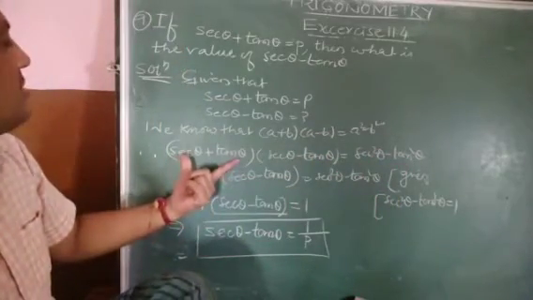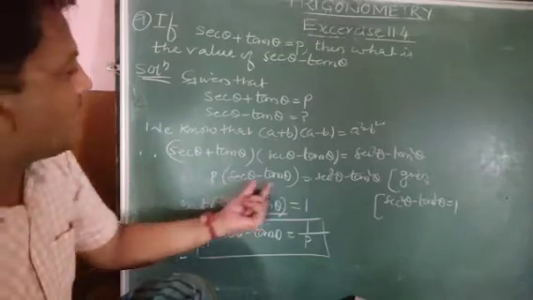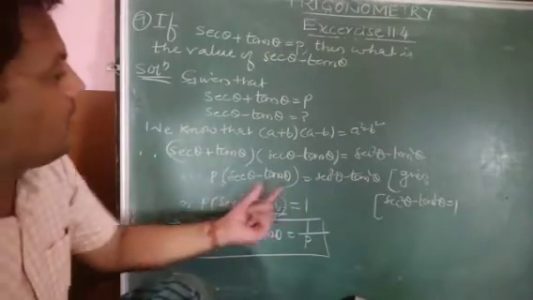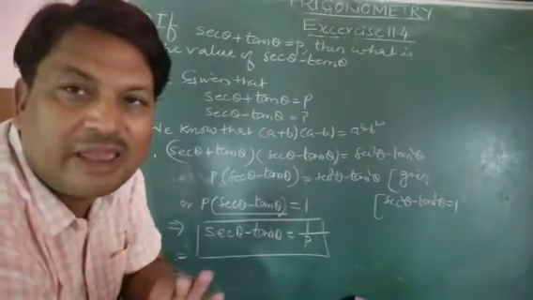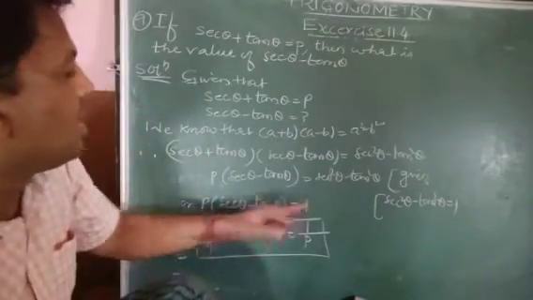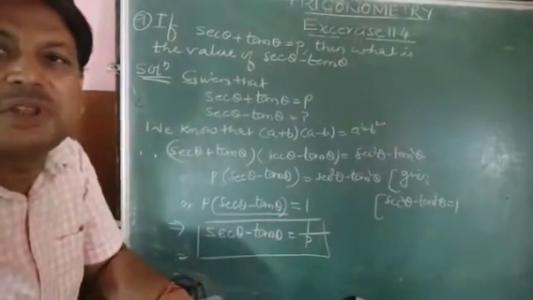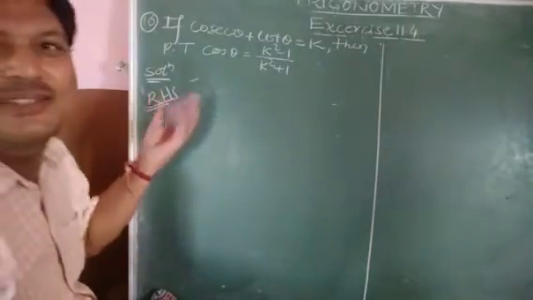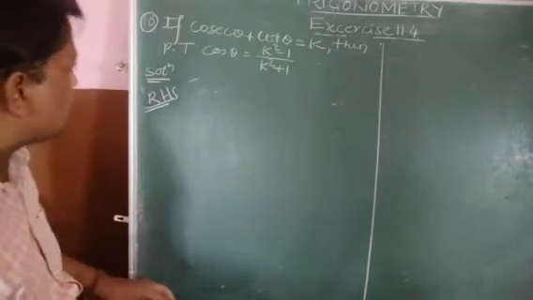A plus B right, A minus B right, A square minus B square. This A plus B, sec theta plus tan theta value is given P. I put here as it is. Then P into the same. Here sec square theta minus tan square theta is a trigonometric identity. Its value is 1. I put it here 1. So this is equal to 1 by P. So simple question children. Children, this is question number 10, which is the last question of this exercise.